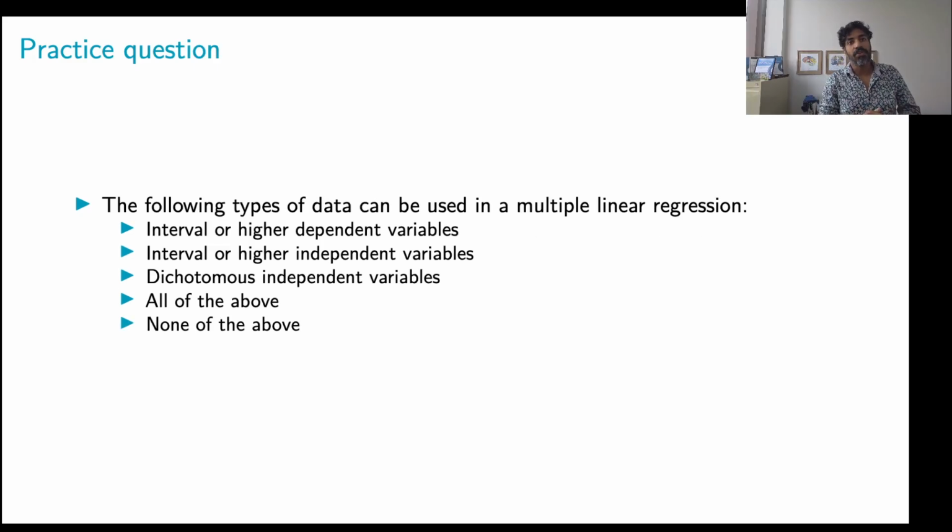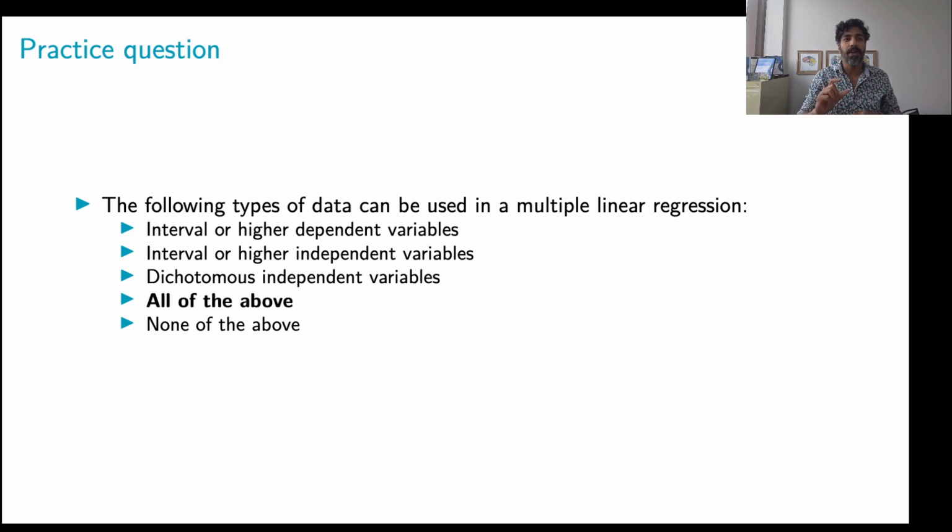The following types of data can be used in a multiple linear regression analysis: interval or higher dependent variable, interval or higher independent variables, dichotomous independent variables, all of the above, or none of the above. What is the answer here? Hopefully you're screaming all of the above.